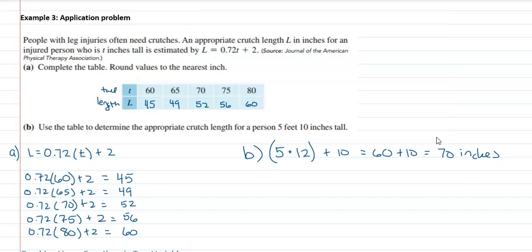All right, so now we're going to go look for the 70 inches tall, and that is this one here. So that means they're going to need a length of 52. So that would be the answer to this. So L would be 52 inches.